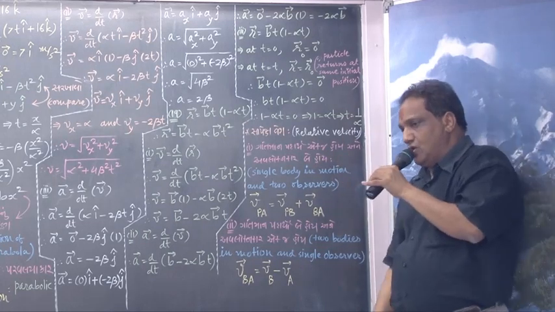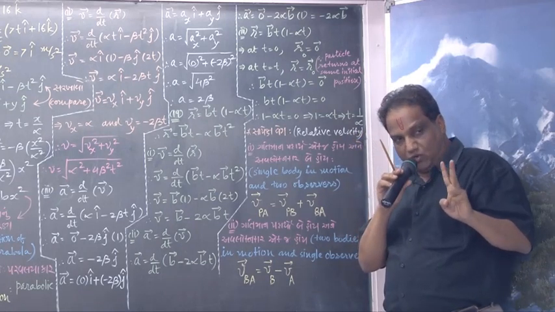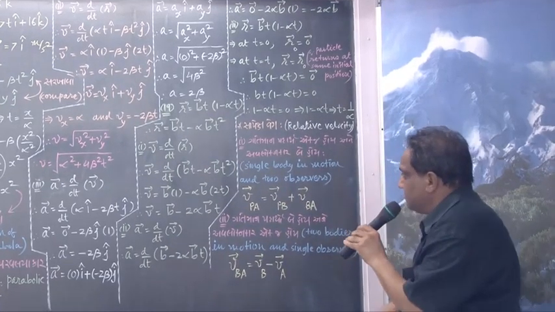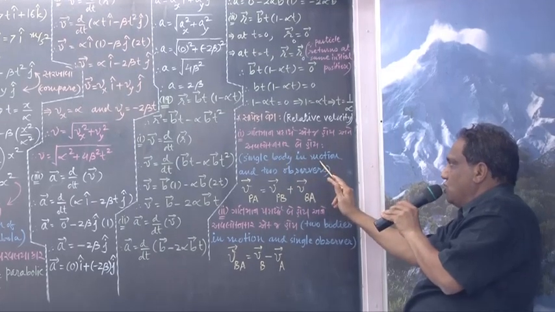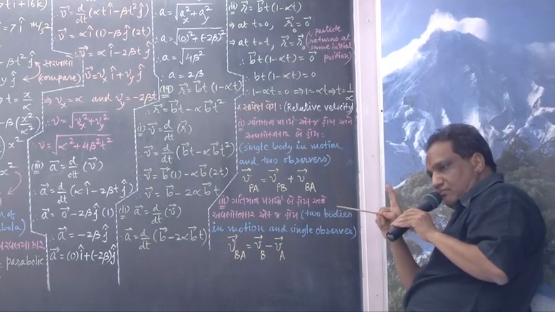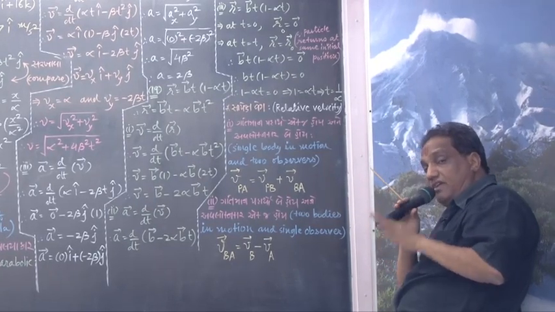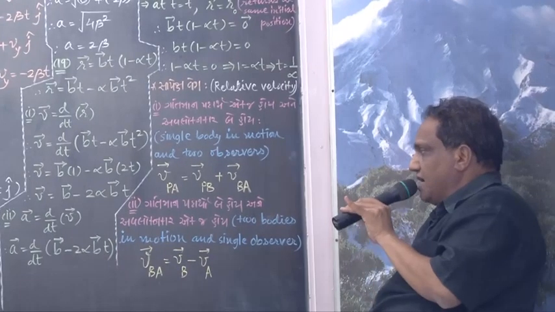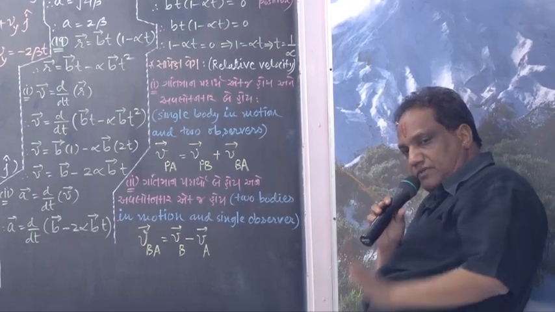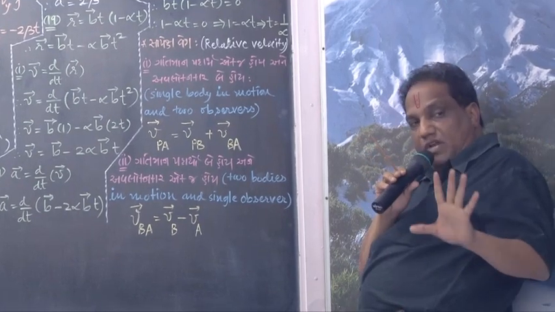Relative velocity. The whole article given in the textbook we can divide into two parts. Earlier also we had done the same thing. What is the first part? Single body in motion and there are two observers, which are making observation from two different frames of reference. And second part, two bodies in motion and single observer. In both the cases, the meaning of relative velocity is different. Formula is different.